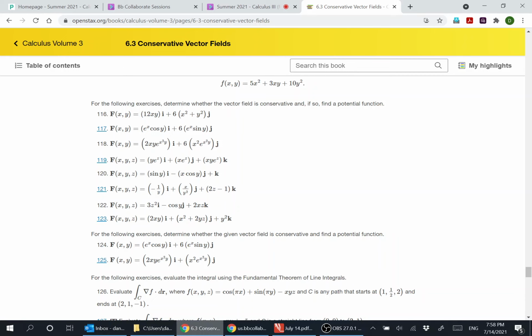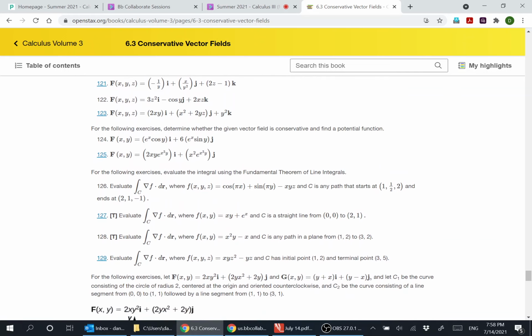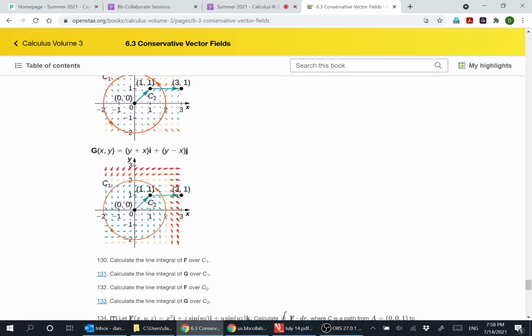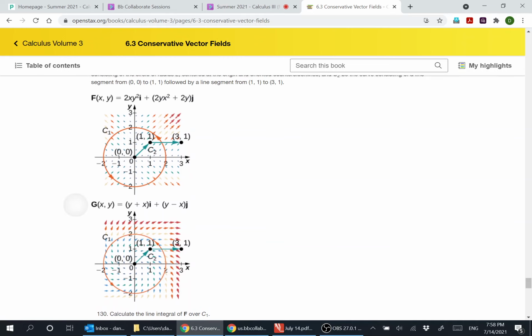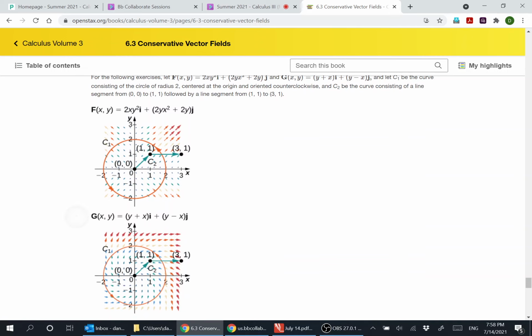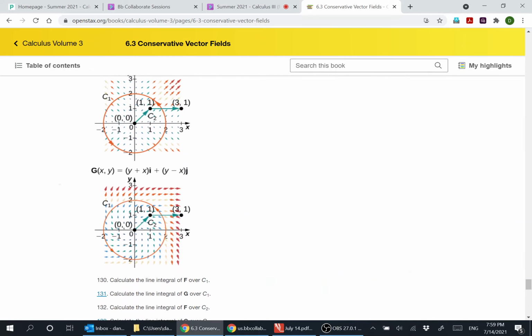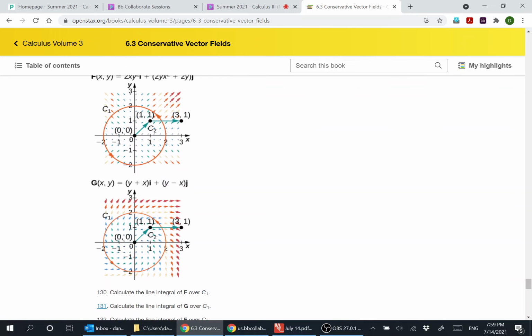$130, $131. So 130: calculate the line integral of F over C1. So the vector field is given right there. So calculate the line integral of F over C1. And then 131 is calculate the line integral of G over C1. And both times they're circles. So we'll do 130 here.